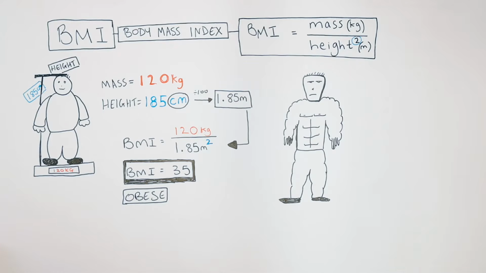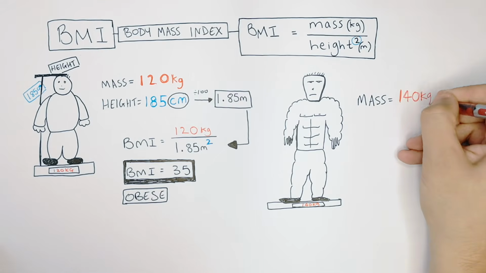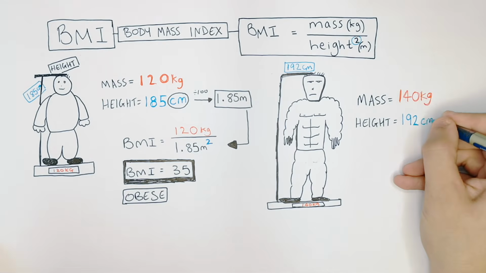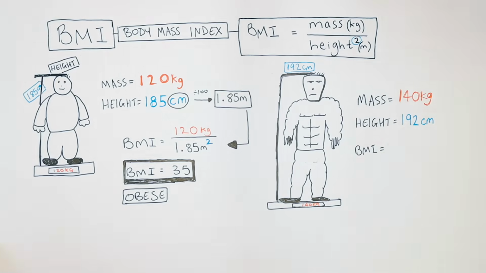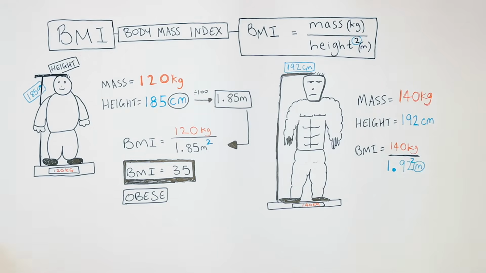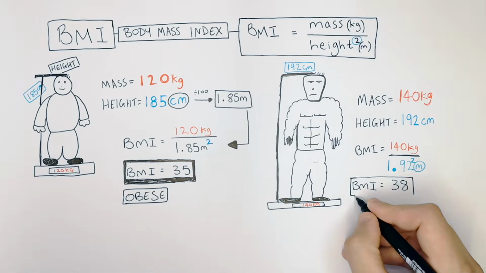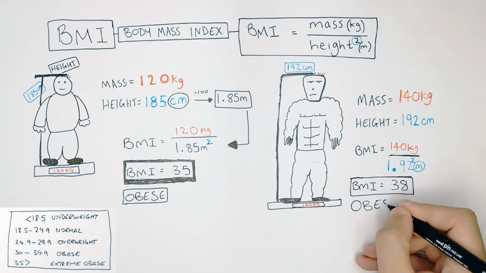Let's now calculate this healthy looking person's BMI. They've got a mass of 140 kilograms. Their height is 192 centimeters. So their BMI is equal to 140 kilograms divided by 1.92 meters squared, not centimeters. This gives them a BMI of 38. So 38 is extremely obese.